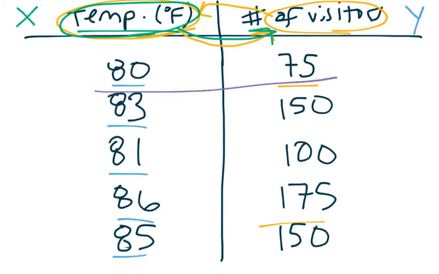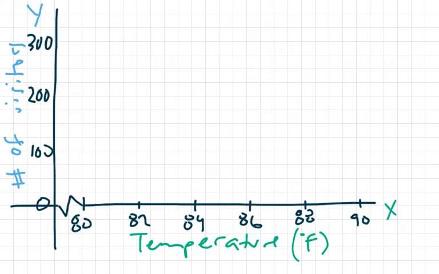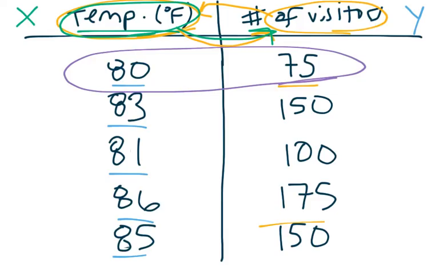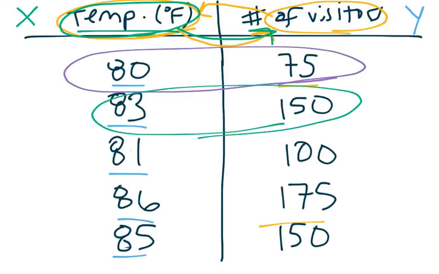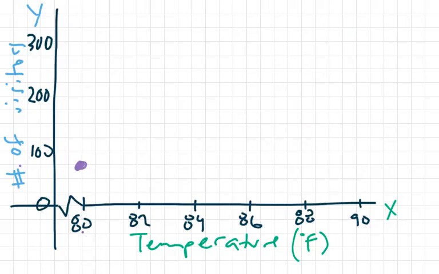My first point is a temperature of 80, and we have 75 visitors at 80 degrees. So the temperature is 80 down here, and 75 visitors would be right on this tick mark below 100, so that point goes right here. That's 80, 75. Next point is 83, 150. So if I find 83 degrees right in the middle here, and then 150 would be directly in the middle of 100 and 200, so that point is 83, 150.